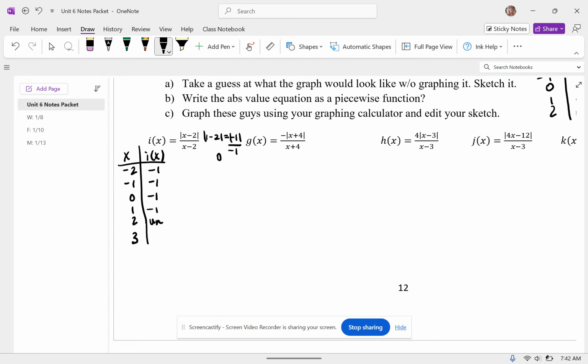So now here's my problem. Here's my jump from the negative line to the positive line. And now I've got 3 minus 2 over 3 minus 2. It's going to be 1 over 1. So now we get into the positives, okay?